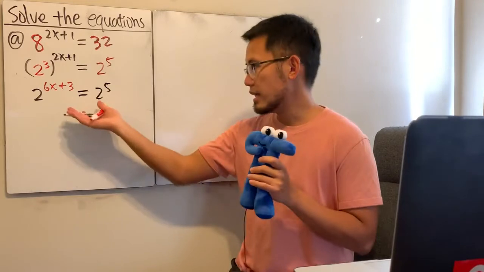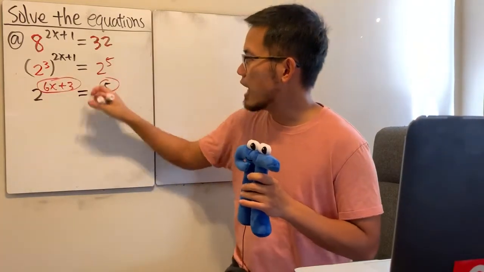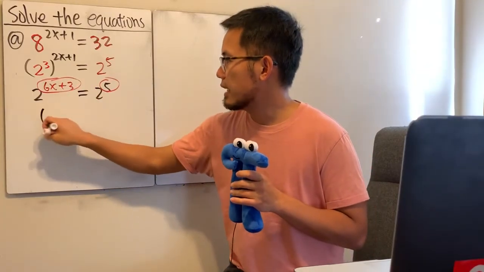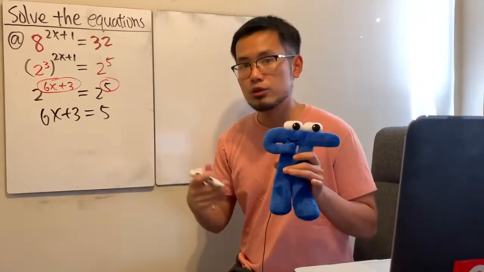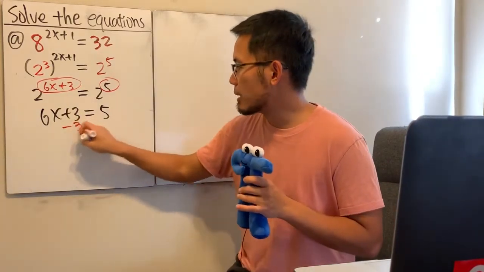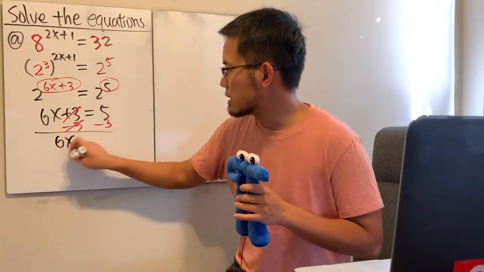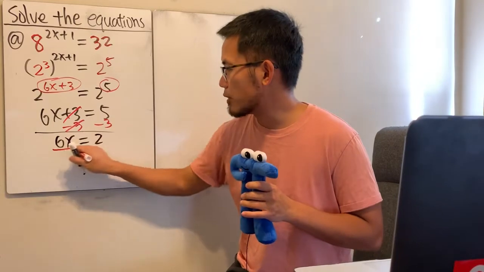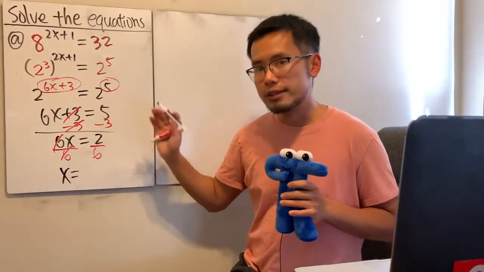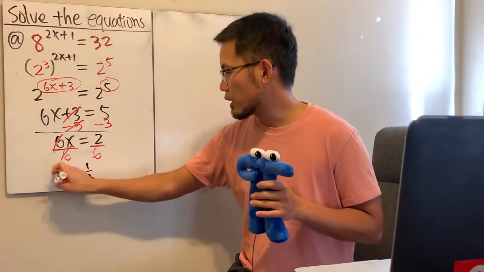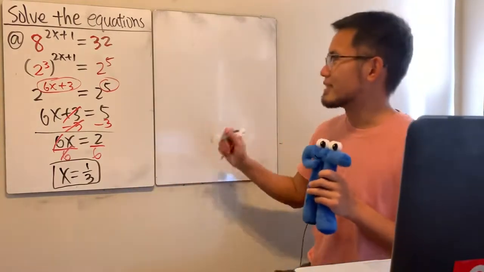Now, both sides have the same base, right, 2 and 2. That means the powers must be the same, so we must have 6x plus 3 equals 5. And from here, we can just do our usual thing. Minus 3 on both sides, cancel, and then this is 6x equals 2, and then divide both sides by 6. Cancel, x equals 2 over 6, we get 1/3. And congratulations, this is our answer. Cool, huh? All right, so that's what we have.